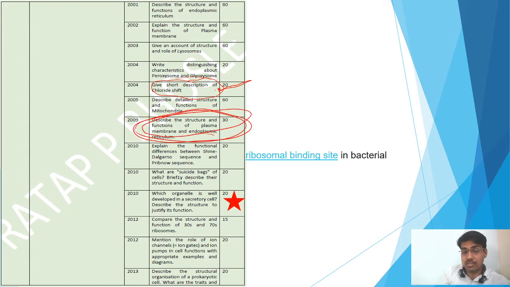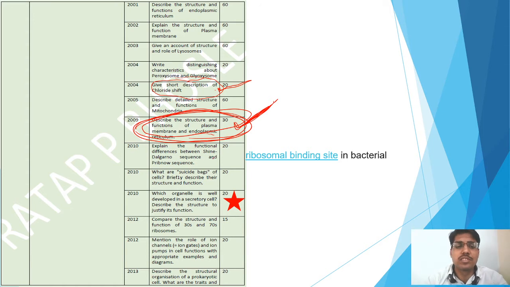If you have not studied the question paper, you will say that only this kind of question will be asked. This is the structure and function of plasma membrane and endoplasmic reticulum, structure and function of nucleus, structure and function of Golgi. You will say that only this question will be asked. But this is only one question directly asked from the point of the syllabus.